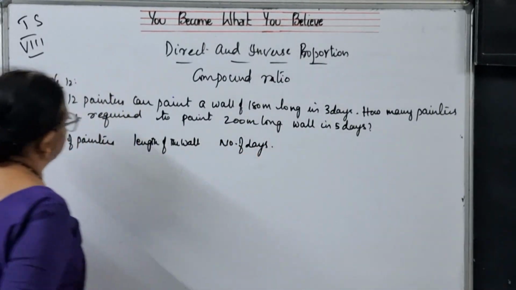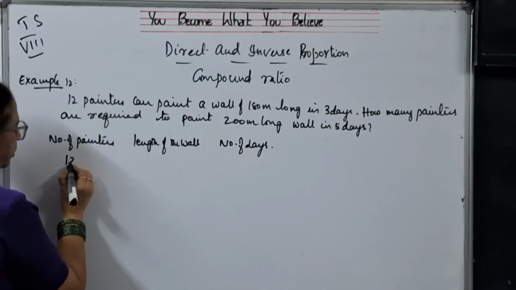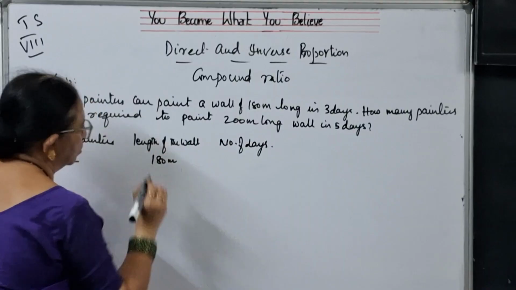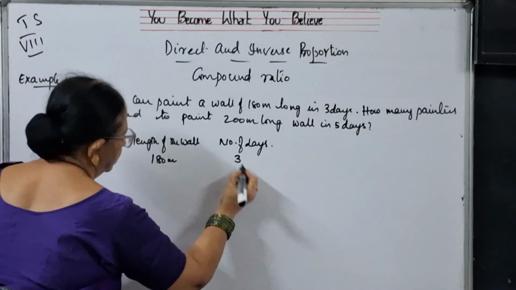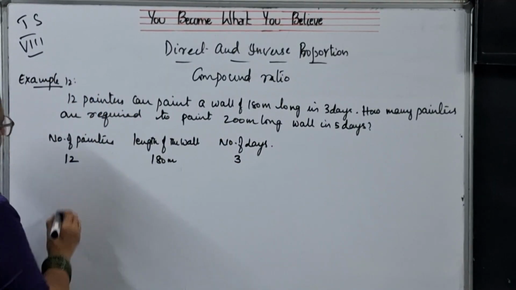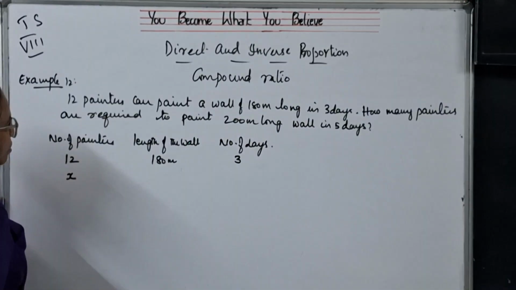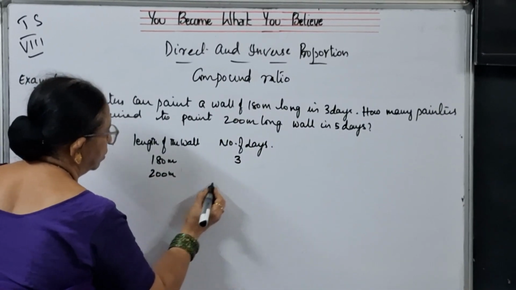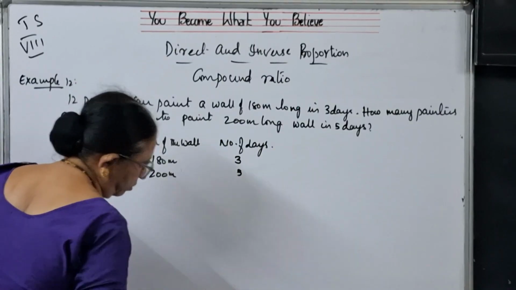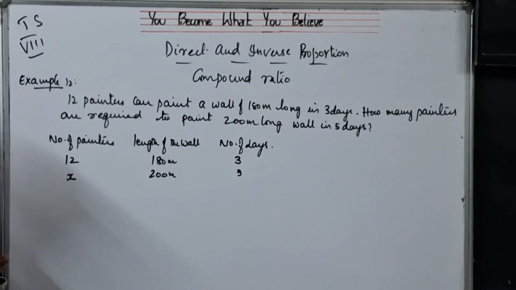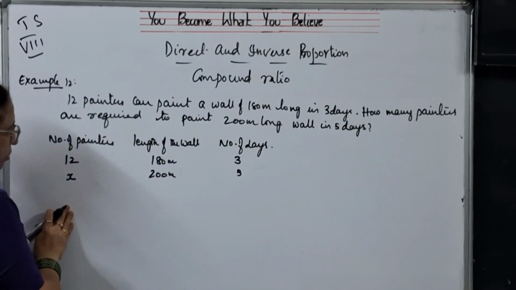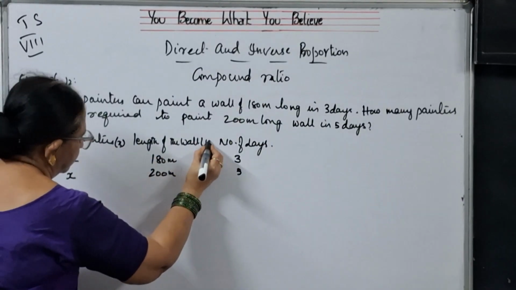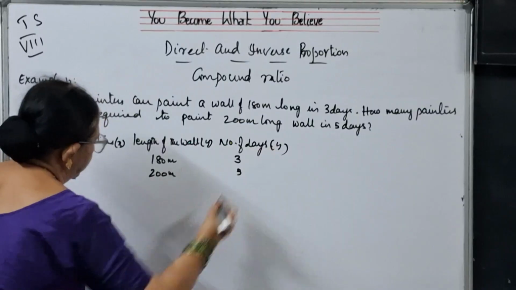These are the three quantities. 12 painters can paint a 180 meters long wall in 3 days. How many painters, we don't know, X, are required to paint 200 meters long in 5 days? So here we have got X here. So consider this as X, this as Y and this as Y.